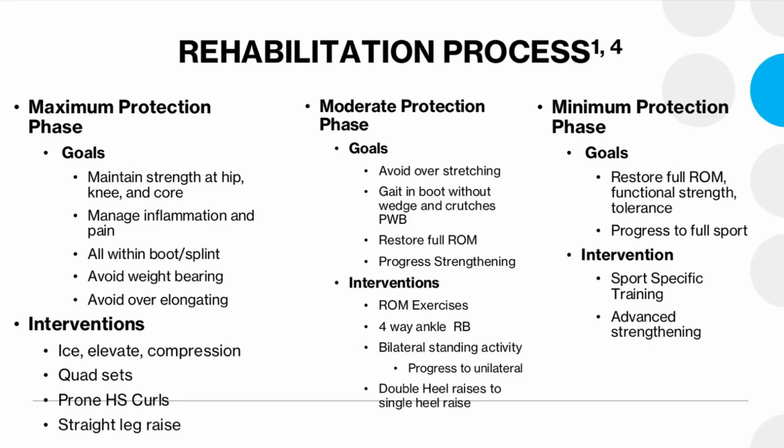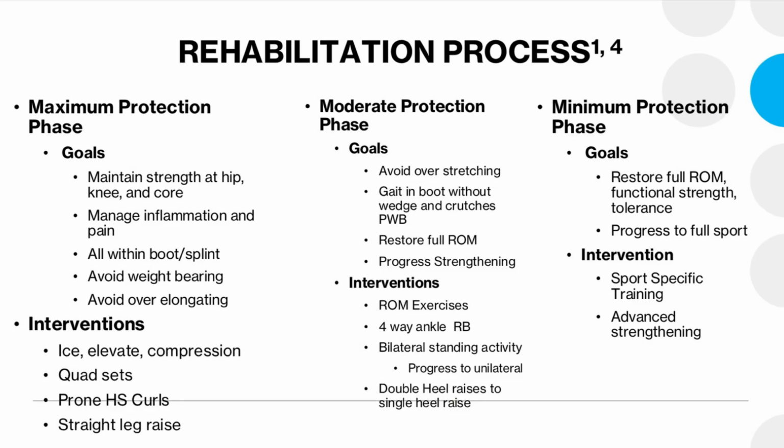Okay, so when we get into our rehabilitation process, looking at the maximum protection phase, you want to maintain the strength at the hip, knee, and core, focus on the things above it, but also manage inflammation and pain while they're in the boot, because there's no weight bearing in the beginning stage, and avoid elongating that tendon. So interventions could be ice, elevation, compression, rest, and some quad sets, prone hamstring curls, and straight leg raises.